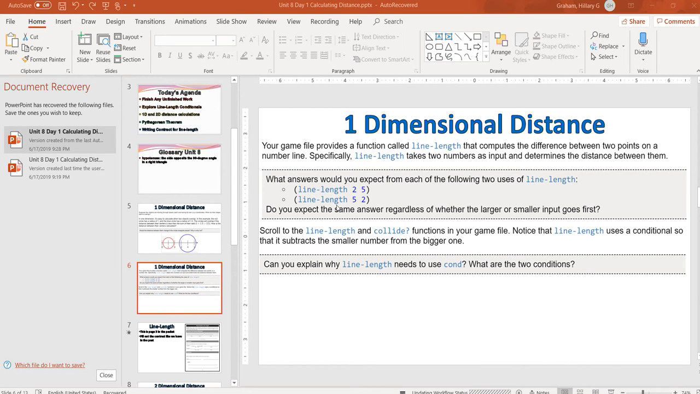What would be the line length distance between 5 and 2? Would it be the same answer, is the thought here. Do we expect the same answer regardless of whether the larger or smaller number input goes first? Just to go ahead and check, let's look in your game here.